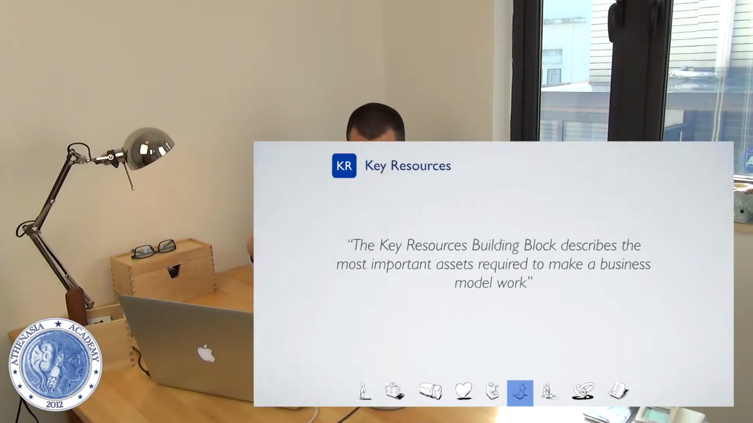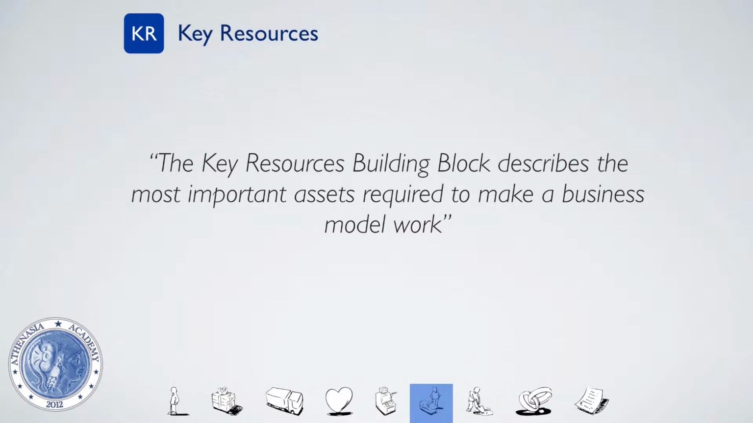So at this moment, we have realized who is the customer segment, what's the value proposition that we have, how we deliver that to the customer segment, and we see how we monetize it, how we make money. Now the question is how we make that effectively. How do we create this value, and what are the costs related to creating this value, right? Next building block, key resources. So quick definition. The key resources building block describes the most important assets required to make a business model work.